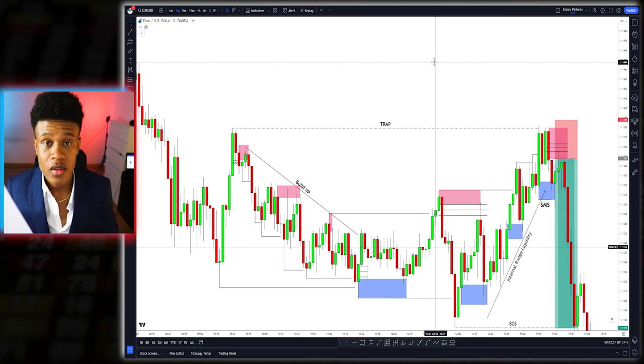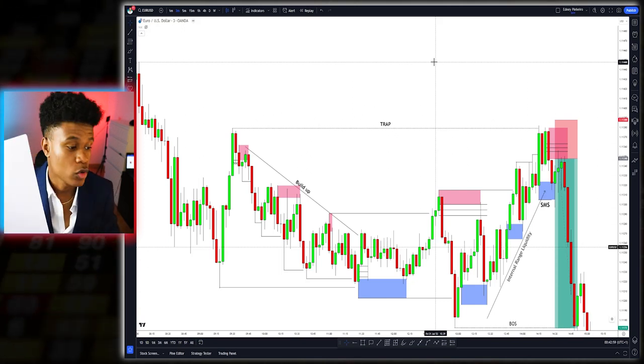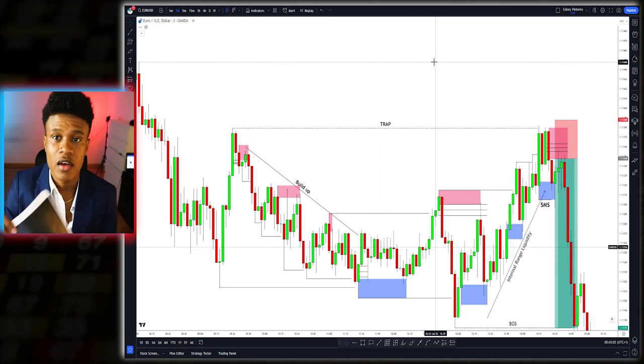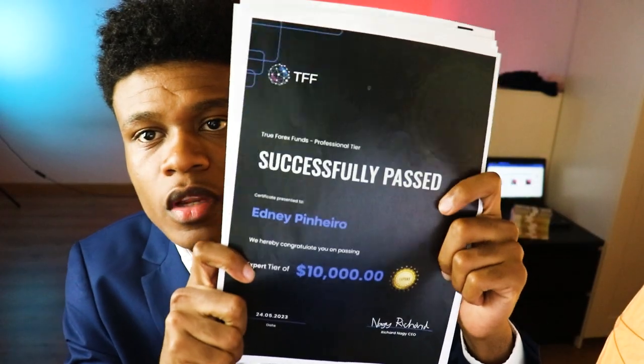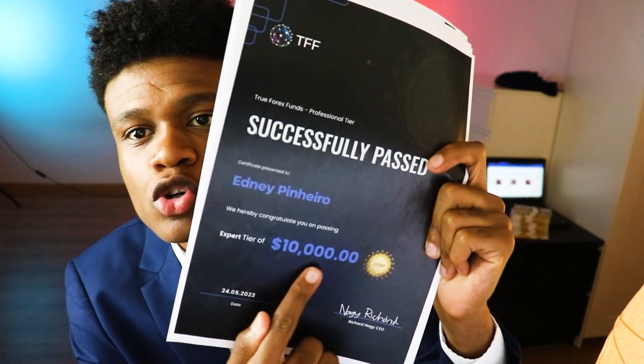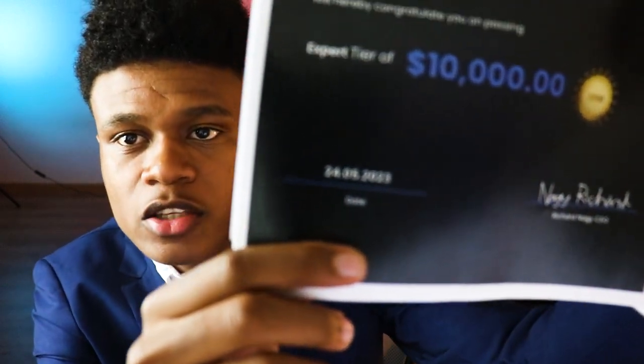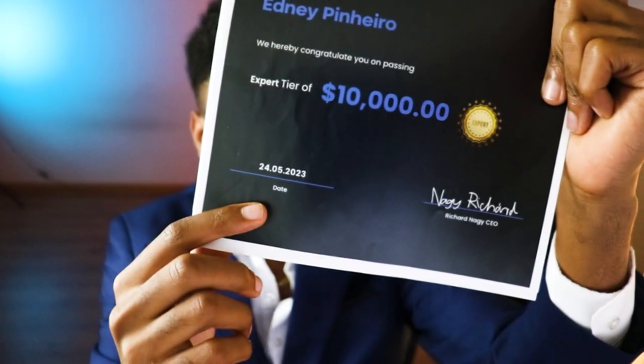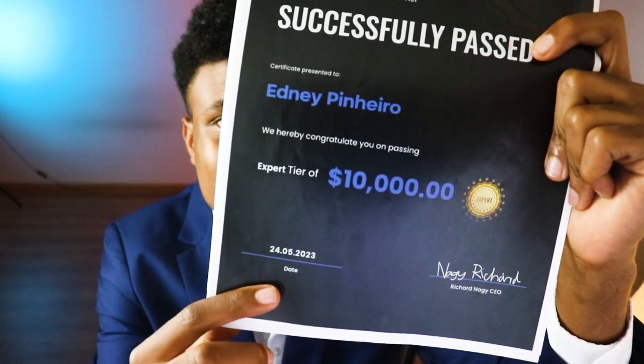And it's here. Everything is right here on those papers. I printed everything, you know, and right here you have, look, from Two Forex Funds, a 10 grand payout when I reached expert level on Two Forex Funds. And you guys can see the date right here also. Okay, wait, it will focus on my face if I'm here, but you guys can see clearly the date right here and the name also.